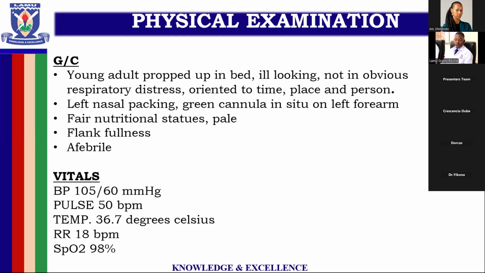His vitals were: the BP was 105/60, which was slightly low, but this could be attributed to the blood loss, so there was hemodynamic instability, and also he was on propranolol. Then the pulse was 50 beats per minute, which was also low, but remember he's on propranolol. Then the temperature was 36.7 degrees, which is normal. Respiratory rate 18 breaths per minute, normal, and oxygen saturation was 98, which is normal as well.